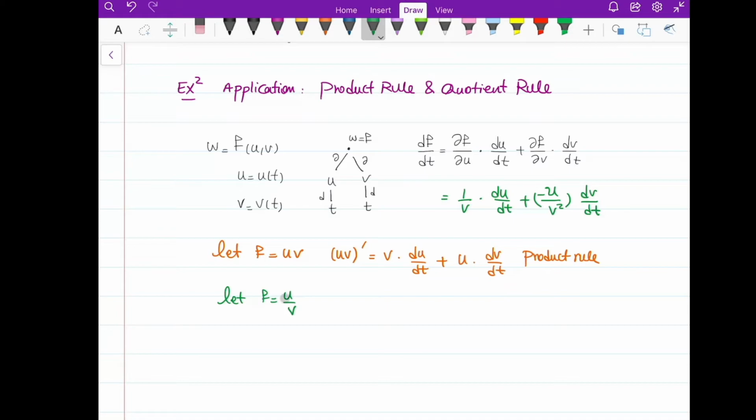I'm gonna take the common denominator between these two, and the common denominator would be v squared. So I have v squared, then I have what? I have v squared, so that's why I need to multiply by v. So I get v du dt, right? And then I have a negative u dv dt.